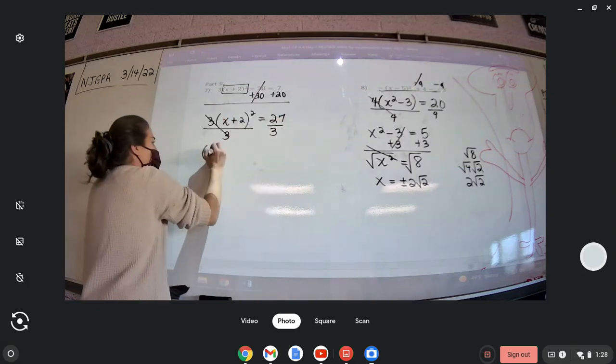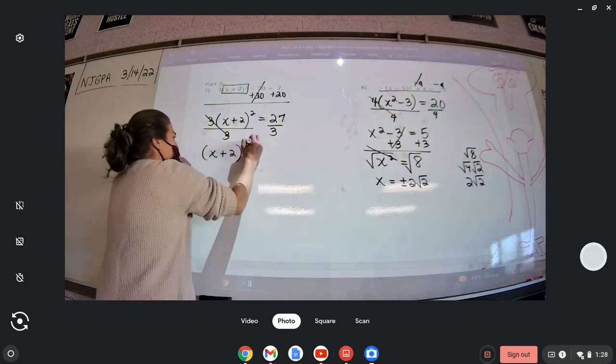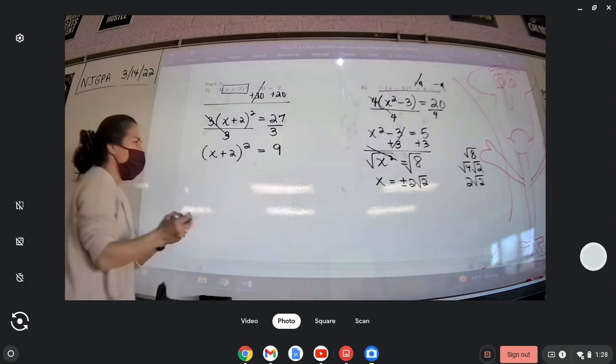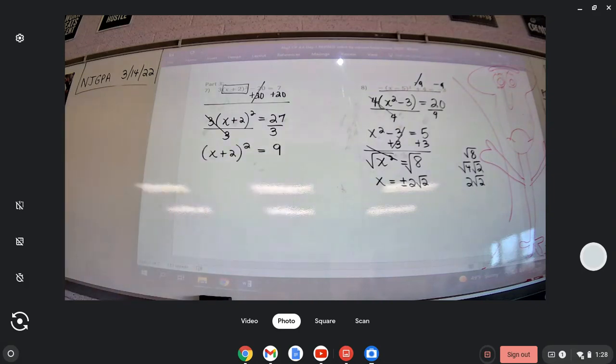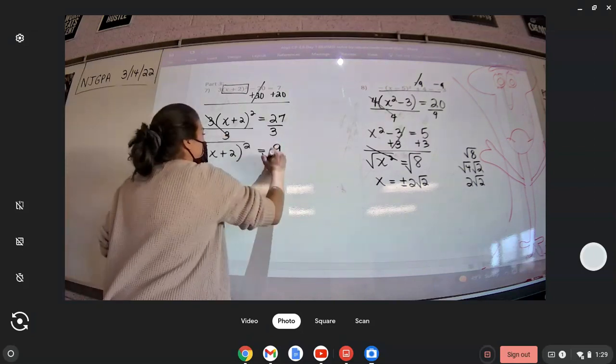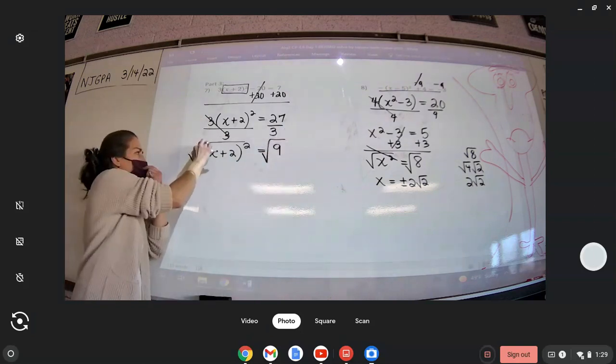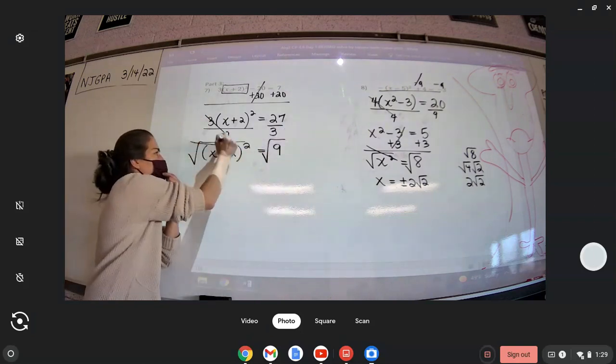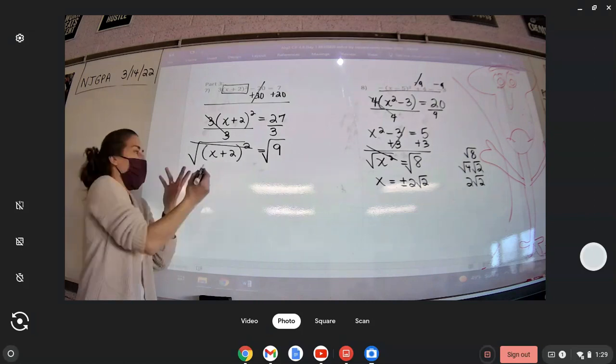And then you're going to be left with the quantity x plus 2 squared equals 9. Guys, you did it. You got what was being squared alone. This whole parenthesis is being squared. So how do I unsquare it? Take the square root of it. So take the square root, you're right, of both sides. What does this square root do to that square? What are you left with?